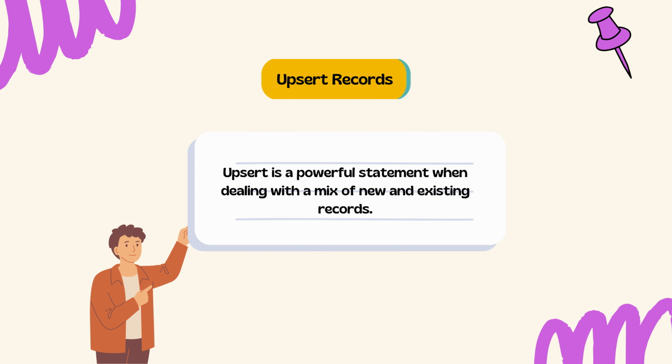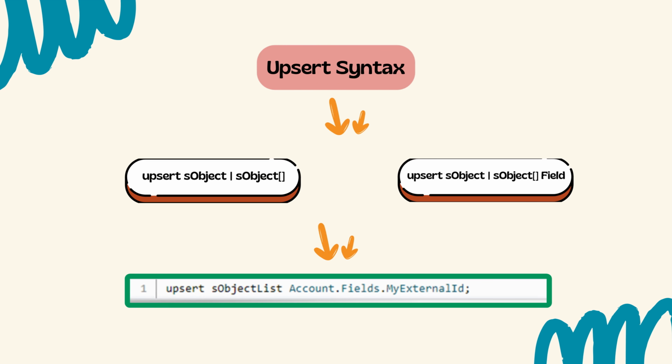Upsert is a powerful statement when dealing with a mix of new and existing records. It matches records using a specified field, or by default, the ID field. This prevents the creation of duplicates and saves time. Let's take a look at the syntax.